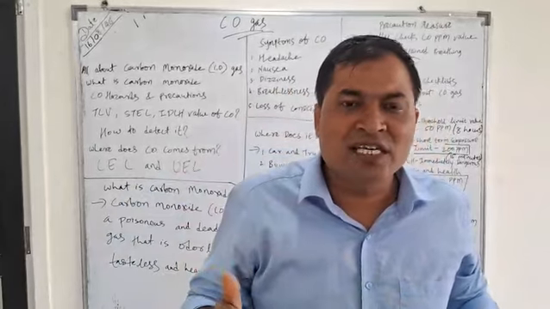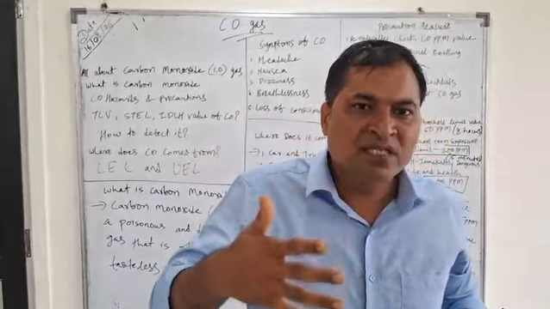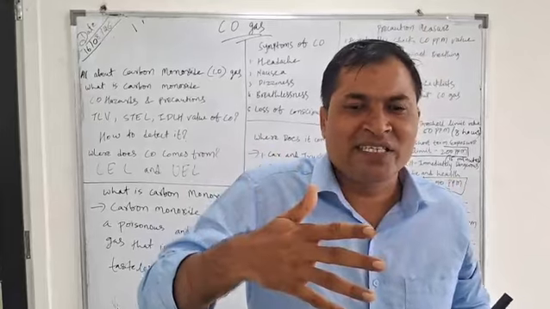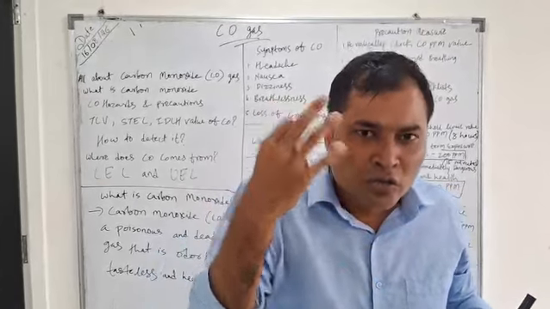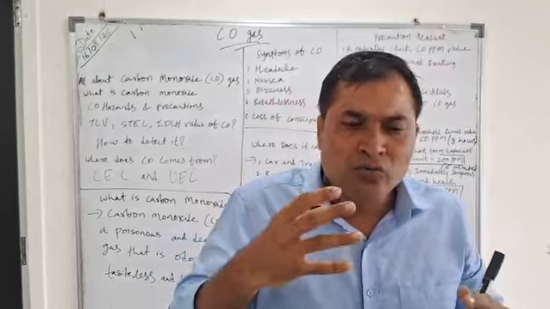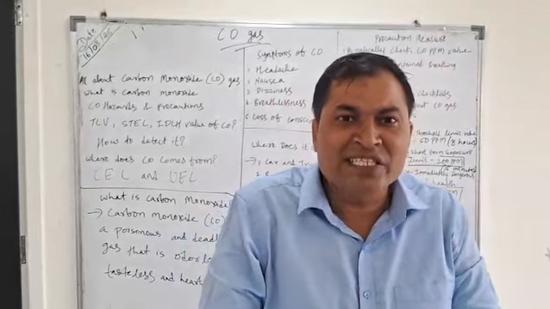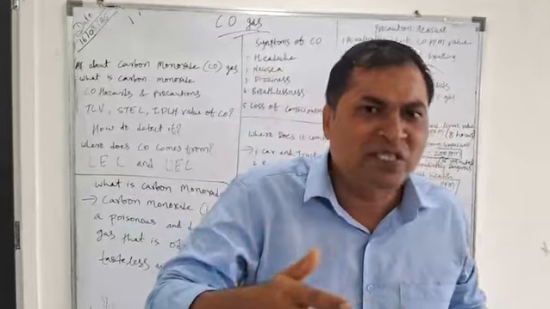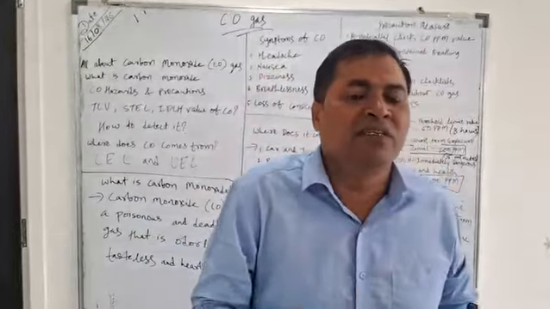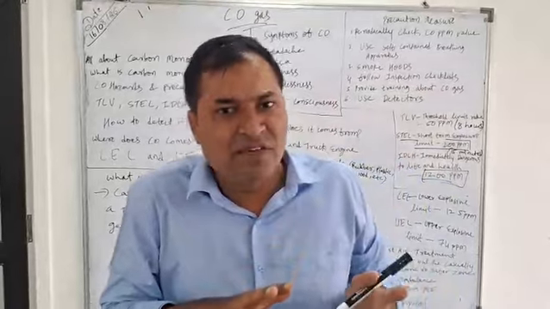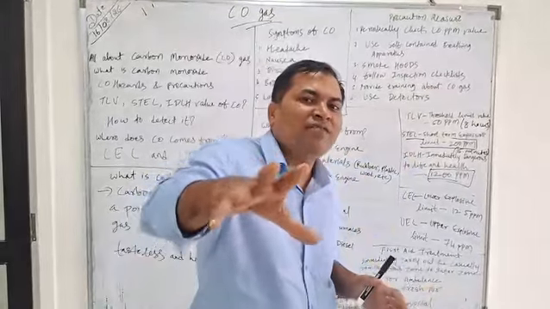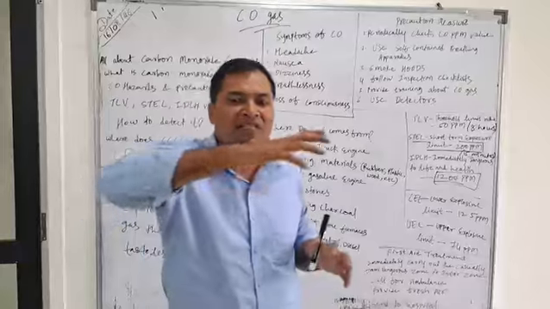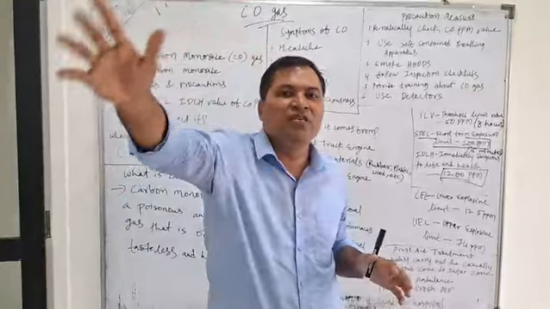If he is unconscious, go for CPR. CPR means cardiopulmonary resuscitation, which involves rescue breaths and 30 chest compressions. 2 rescue breaths, 30 chest compressions. Again 2 rescue breaths and 30 chest compressions. So this is the method of CPR. Okay, and immediately you have to call for an ambulance and shift the casualty to the hospital.